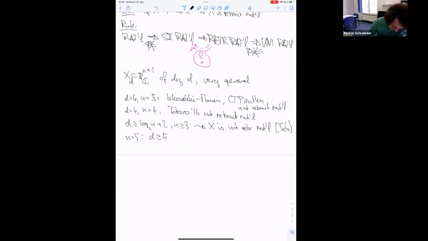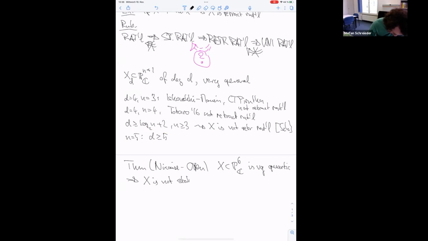And the motivation for the talk that I give today is a theorem of Nicaise and Ottem, who can improve this bound here. So they show that if X in P6 over C is a very general quartic, then X is not stably rational.